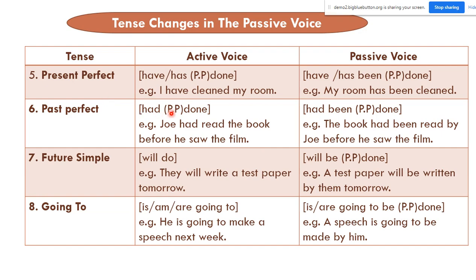The past perfect is had plus the past participle, which is done. Joe had read the book before he saw the film. So which one happened first? Yes, reading the book, and then watching the film or the movie.